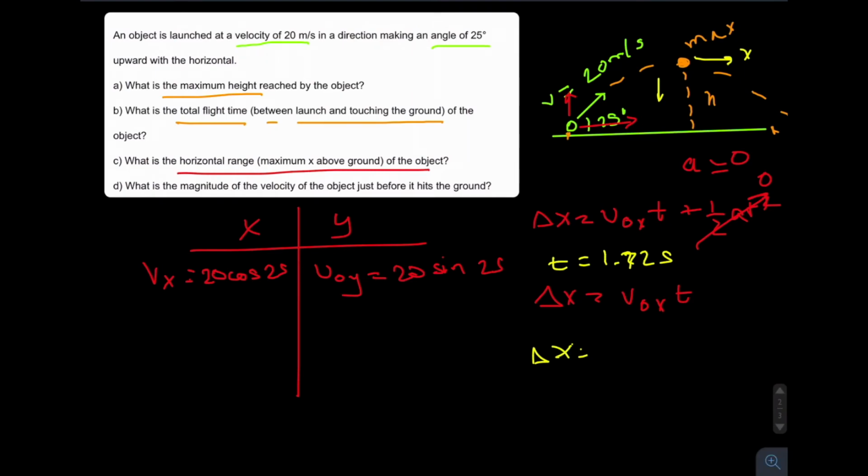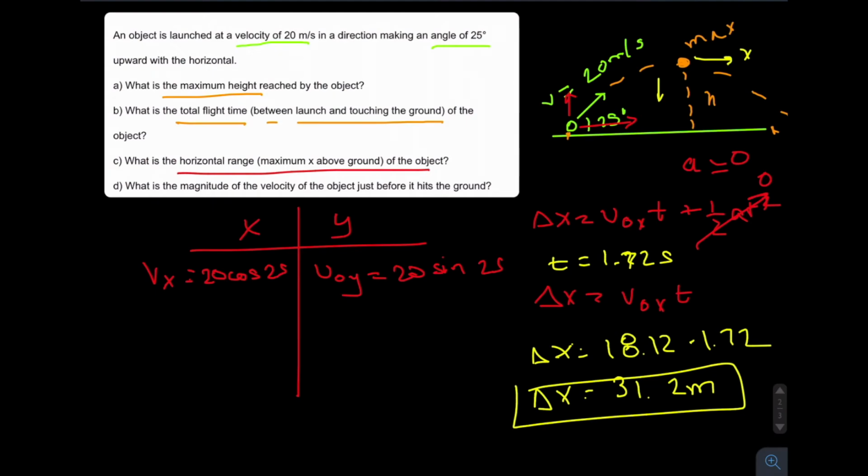So 20 cosine 25, let me plug it into the calculator, and 20 cosine 25 here is 18.12, and times 1.72, which should give us 30, which gives me at least 31. I'm just going to round it to 2, right? 31.2 meters. And so that is the change in the x direction, or the displacement in the x direction. So that is our horizontal range of the object.